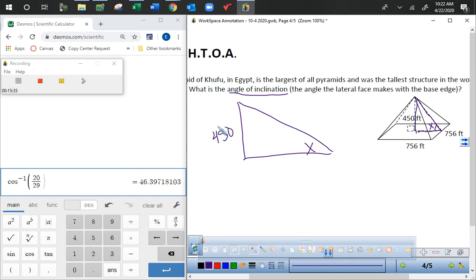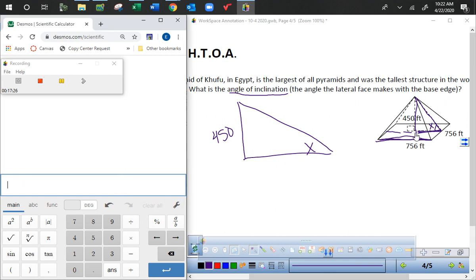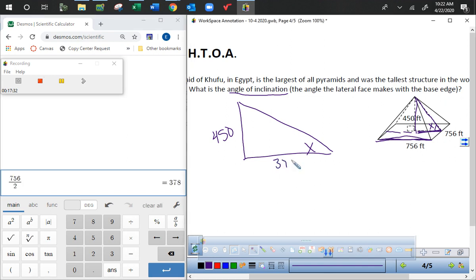But this 756 is the other number we have, and that's actually the length of the whole base all the way across. We only want the piece of the triangle. So half of that length is missing, which means we have to take that 756 and just split it in half for 378 going across the bottom here.